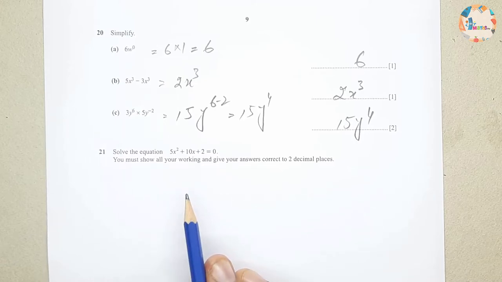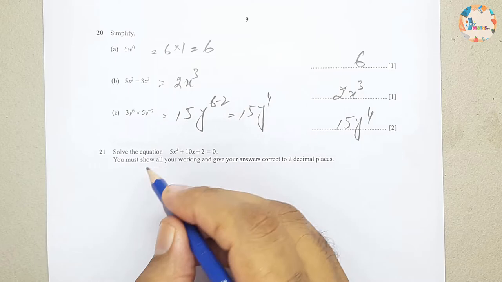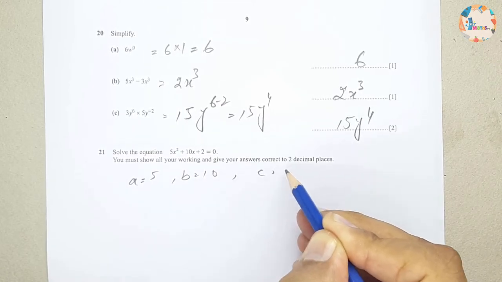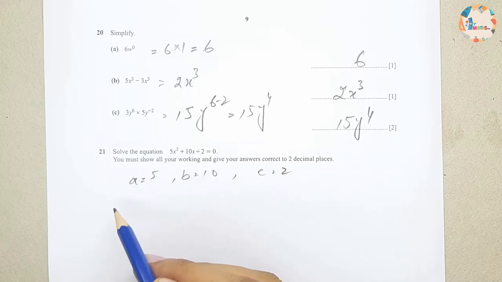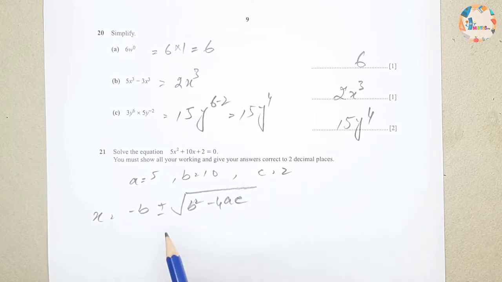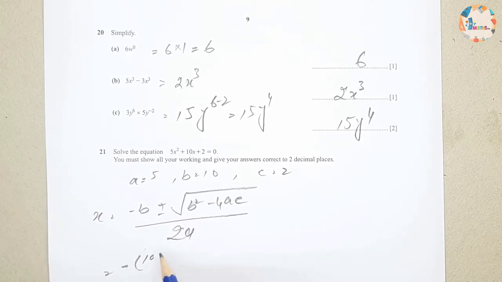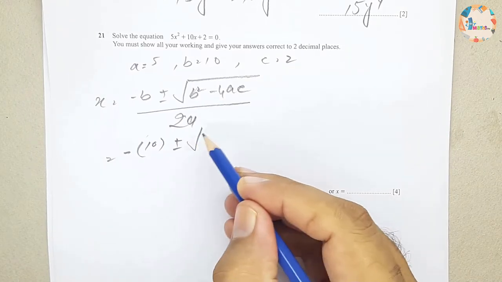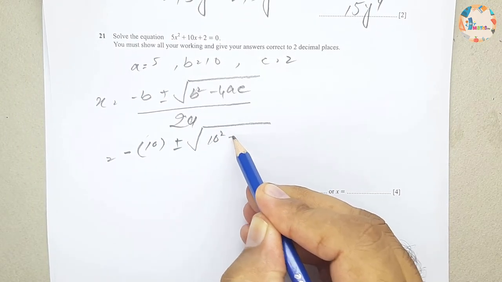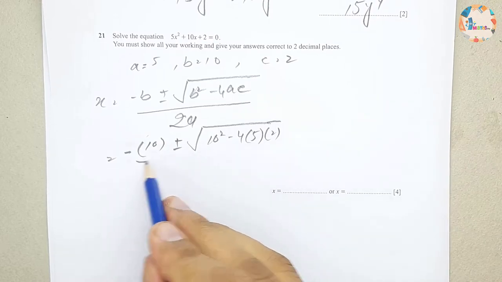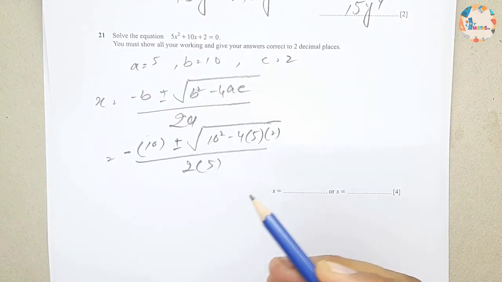Question number 21, solve the equation, basically a quadratic equation we have to solve, and we can apply the formula. a is equal to 5, b is equal to 10, and c is equal to 2, and we can write x is equal to minus b plus minus square root of b square minus 4ac over 2a. Always replace values in brackets. So minus, this one will be 10, plus minus, I will move the page above. Now this will be b square, meaning 10 square, minus 4, a will be 5, and c will be 2, ac over 2a, 2 into a will be 5, so this one.